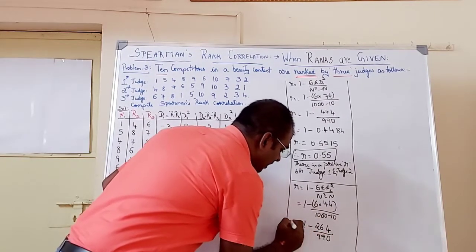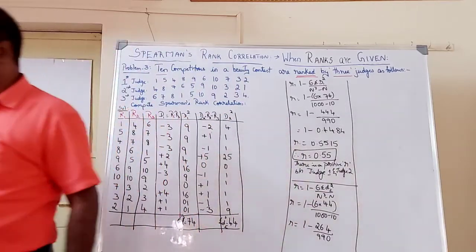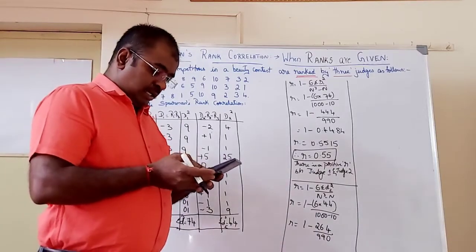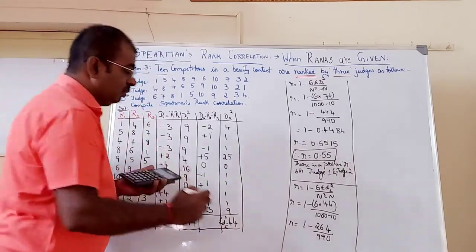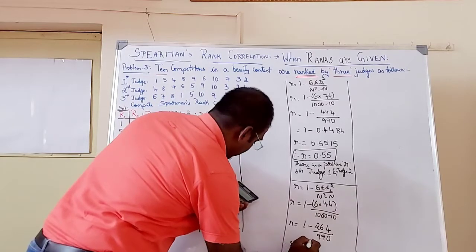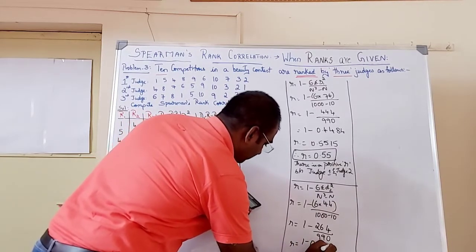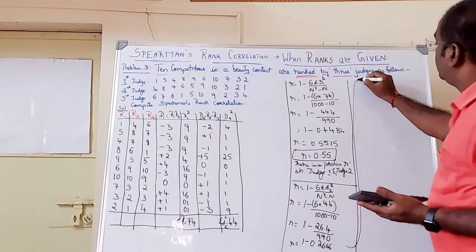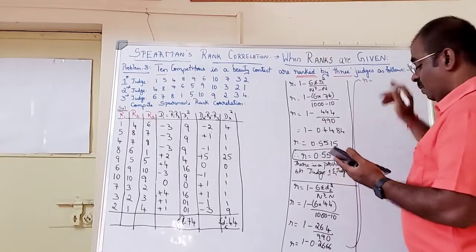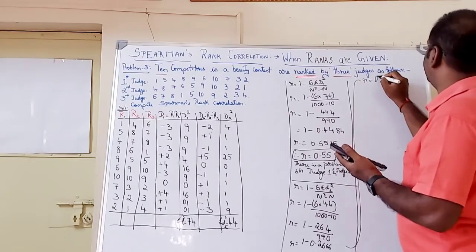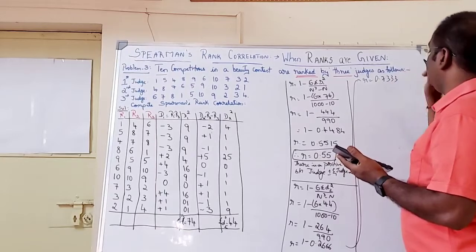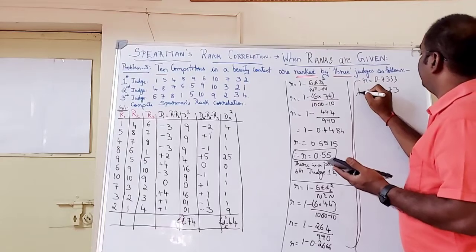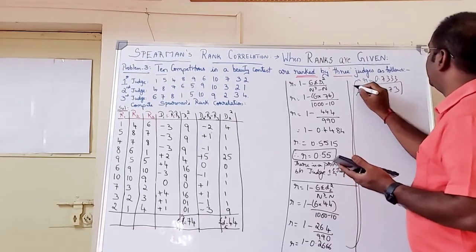Divided by 990. Now 264 divided by 990, R is equal to 1 minus 0.2666. Therefore, R is equal to 1 minus 0.2666, which is 0.733. Therefore, R is equal to 0.73. This is the answer.